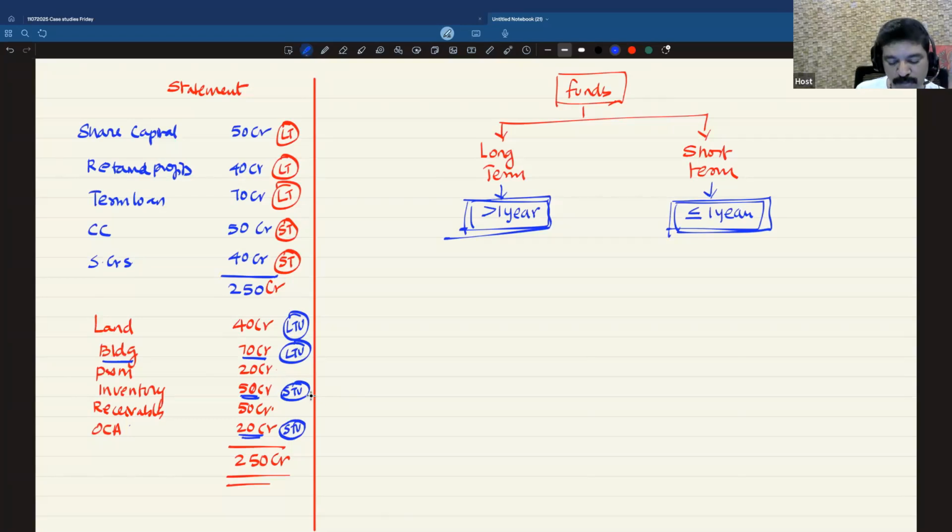I am going to invest that money in purchasing plant and machinery, and this plant and machinery will have a useful life of 5 to 8 years. Is it long-term or short-term? It is a long-term use.